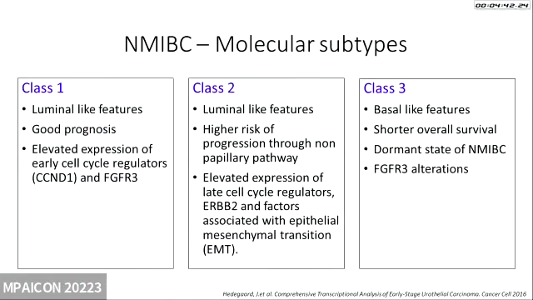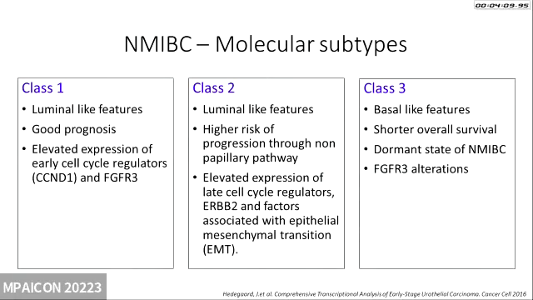So for non-muscle invasive tumors, the molecular subtypes are class 1, class 2, and class 3. Class 1 has luminal-like features. Class 2 also has luminal-like features, but it is high grade and has elevated expression of late cell cycle regulators, whereas class 1 is a good prognostic variant, and on histology it shows low-grade papillary carcinoma.